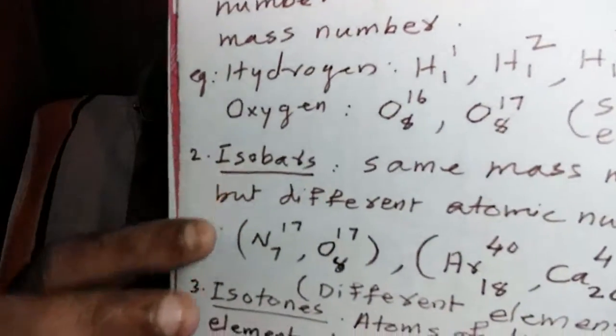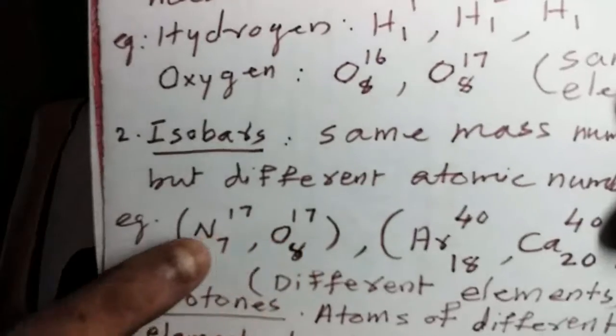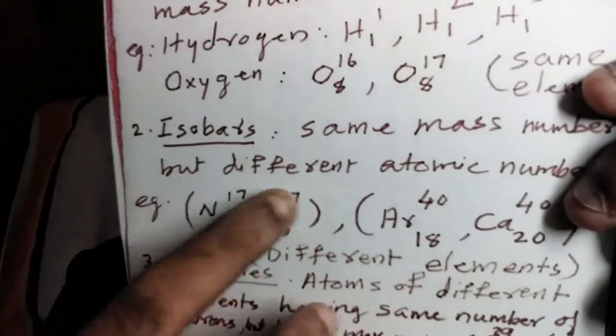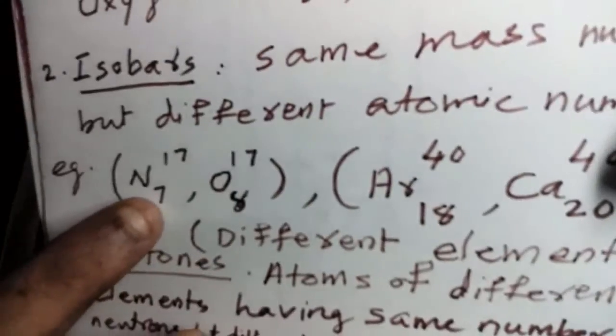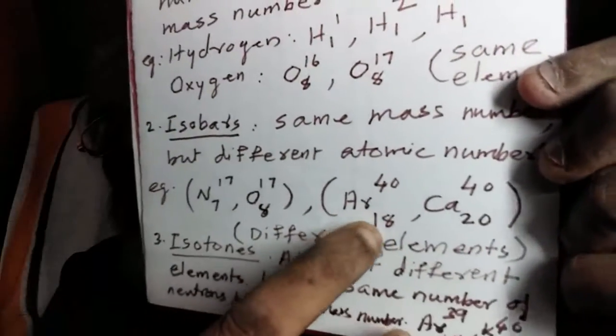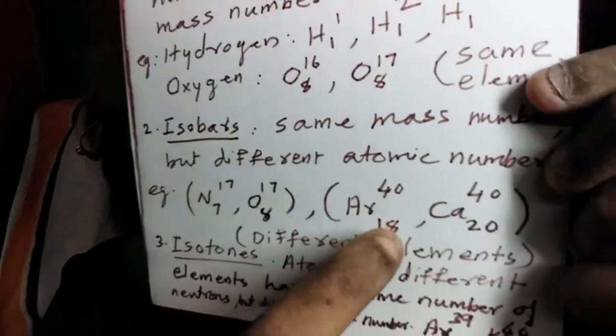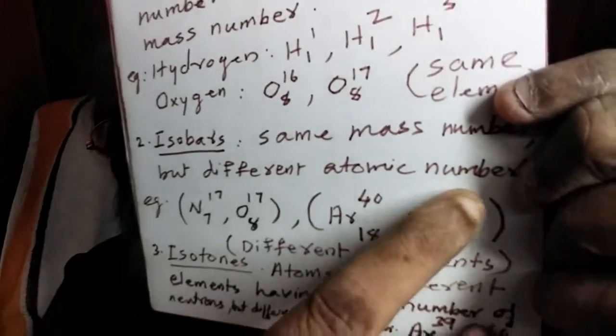Then we see isobars, the reverse. These are atoms of different elements having the same mass number but different atomic number. See, isobars: nitrogen and oxygen having mass number 17, same mass number but atomic numbers 7 and 8. Argon and calcium: 18, 40 and 20, 40. You can see other examples from your data book.